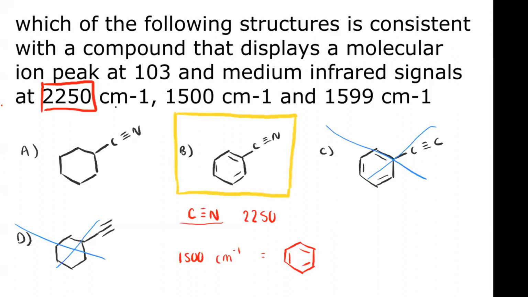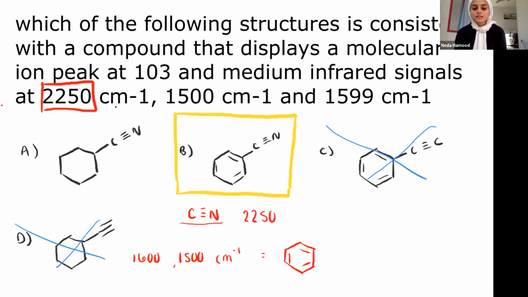What about the 1599? Is that part of the 1500 estimate? That's kind of just to throw you off, I'm pretty sure. But yeah, I think that benzene does have 1500 and 1600. It's on the chart that you wrote. So you have both peaks, 1500 and 1600. Everybody good with that?